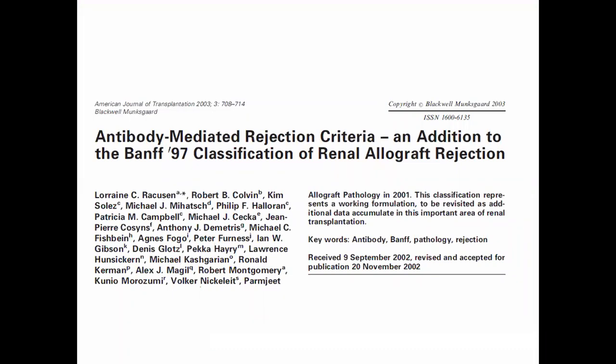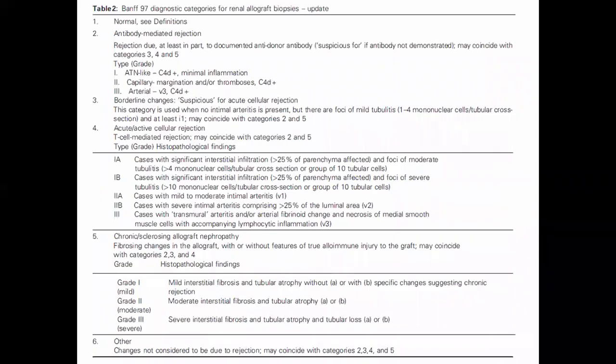For antibody mediated rejection, in 2003 this article came, and it was based on the meeting which was conducted in 2001. There were some criteria included for diagnosis of antibody mediated rejection, and one of these criteria was that there has to be a V3 kind of lesion. So this was a time when we used to believe that only when there is a V3 lesion or severe vascular rejection is it an acute antibody mediated process, and V1, V2 lesions are not associated with acute antibody mediated process.